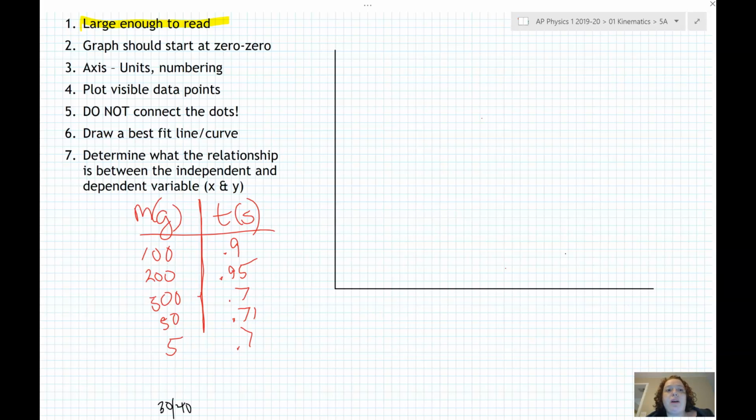I've kind of pre-drawn mine out. Different people have different things on this, depending on your data, but for most of the stuff we're going to do, we're going to start at 0, 0. Now next up is our axes, our unit, and our numbering.